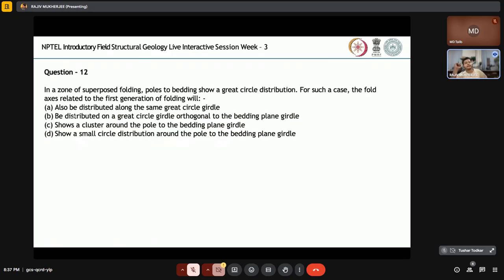Question number 12 says, in a zone of superposed folding, poles to the bedding plane show a great circle distribution. For such a case, the fold axis related to the first generation of folding will be: option A, also be distributed along the same great circle girdle. Option B, be distributed on a great circle girdle orthogonal to the bedding plane girdle. Option C, shows a cluster around the pole to the bedding plane girdle. And option D, shows a small circle distribution around the pole to the bedding plane girdle.